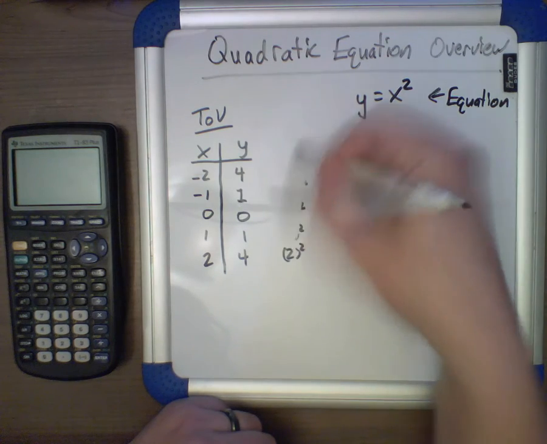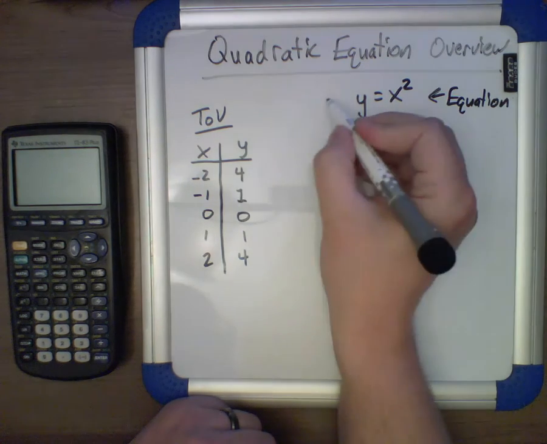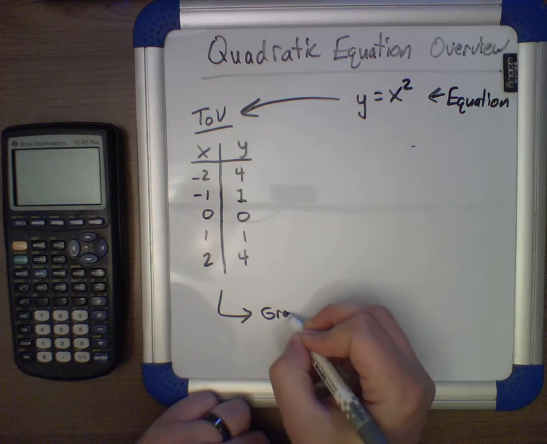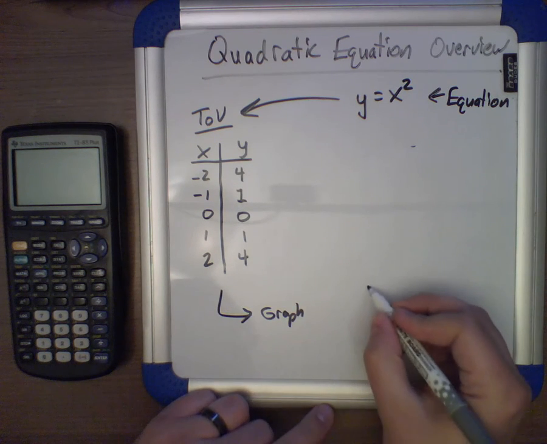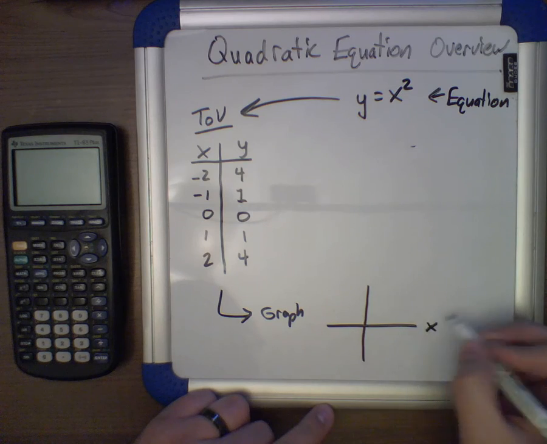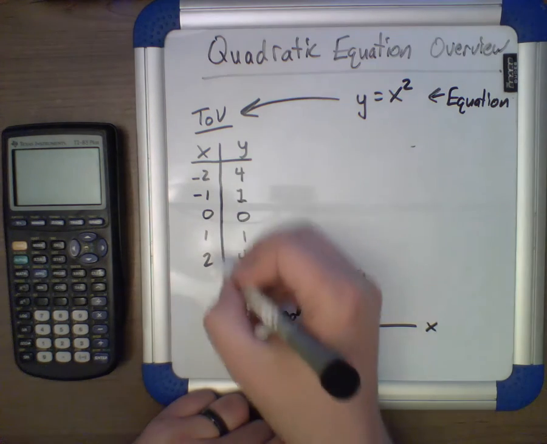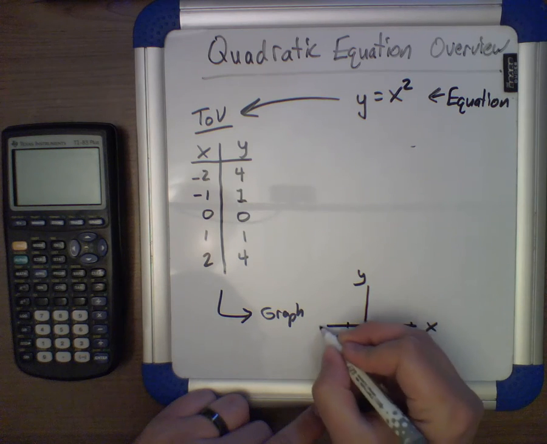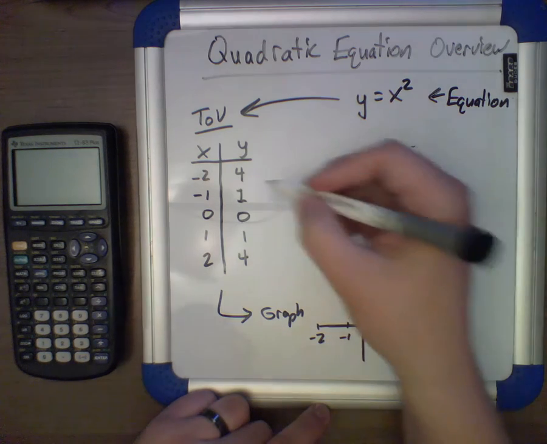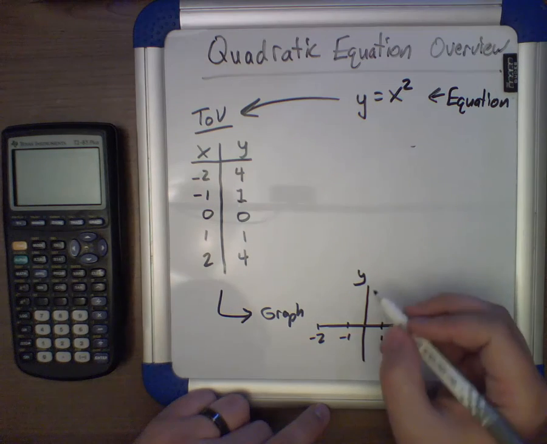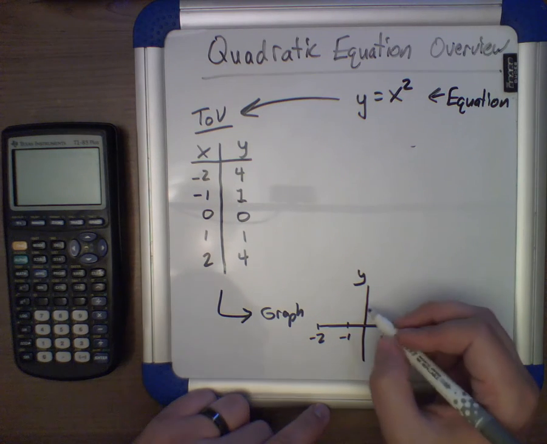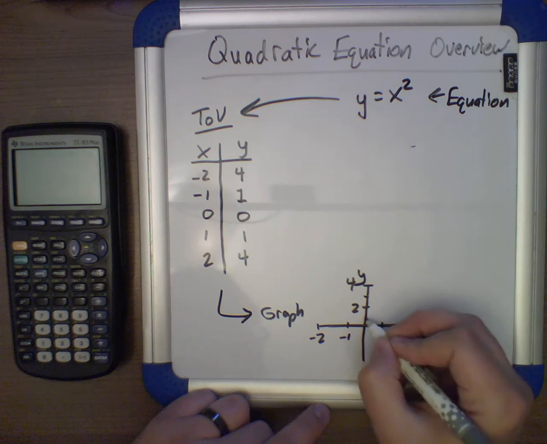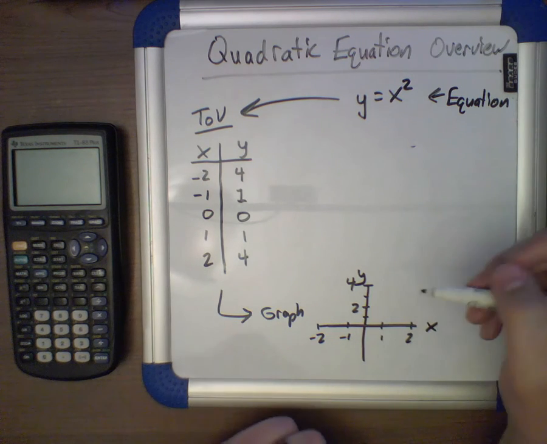Let's make a quick graph and see what that looks like. We've used our equation to find our table of values, and now we're going to find our graph. I'm going to sketch that very quickly. My x values go from -2 to 2, so 1 and 2 and -1 and -2. My y values go up to 4 and no negatives, just positive, so 1, 2, 3, and 4. I'm not going to label, just to save space.